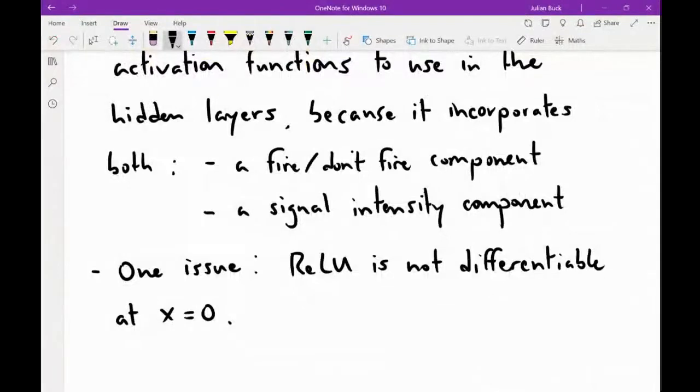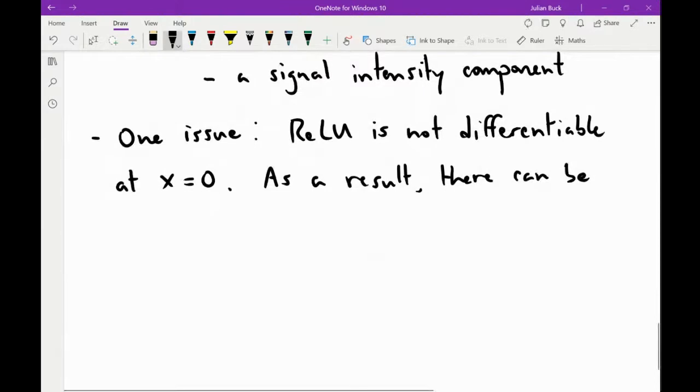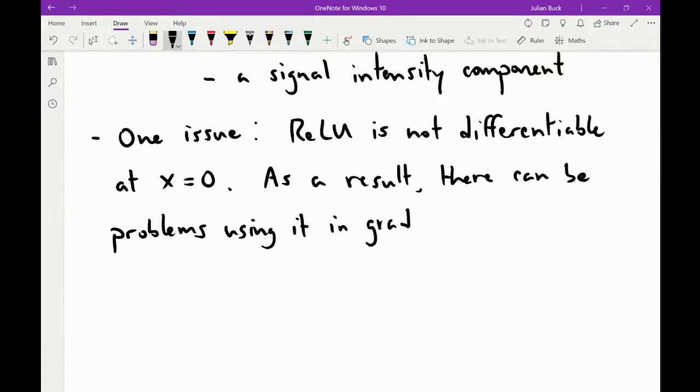Okay, and why is that an issue? As a result, there can be issues. There can be problems using it in gradient descent algorithms.